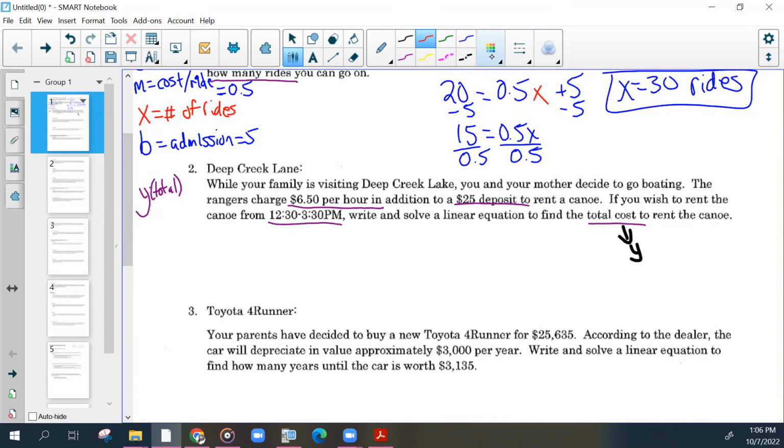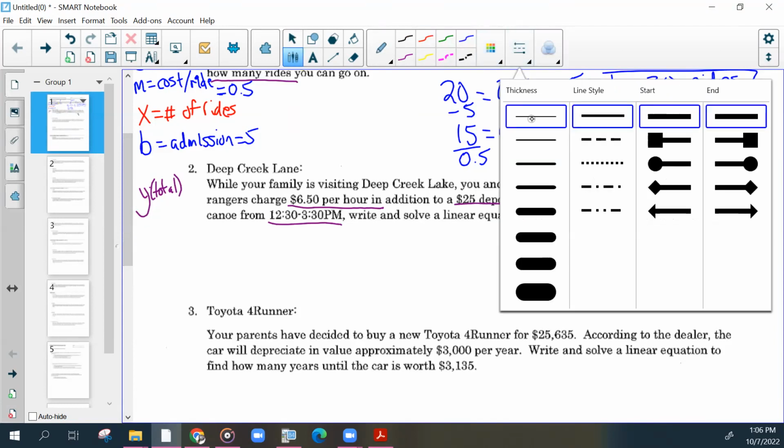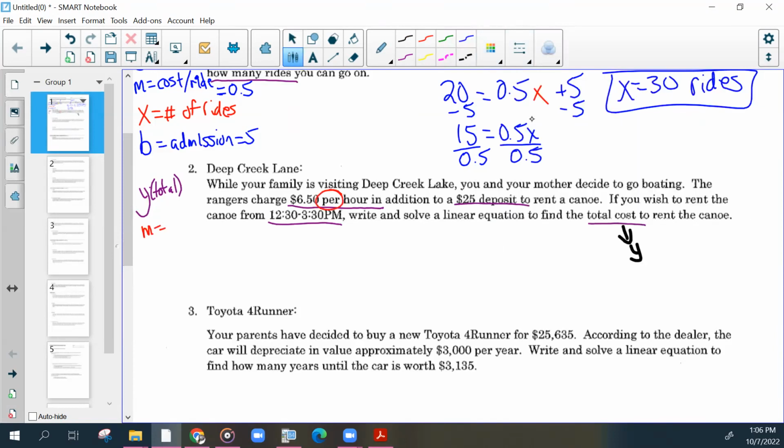My M, I'm looking for that word per. So this would be the cost per hour or the charge per hour, and we know what that is, $6.50 per hour. Our X, the second part of the M, the per hour, is going to be number of hours. And here they tell us the time frame you rented the canoe. So we just have to calculate how many hours it has been from 12:30 to 3:30. So that should be 3.